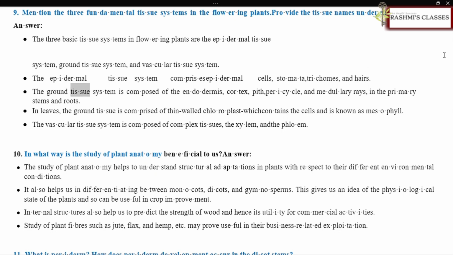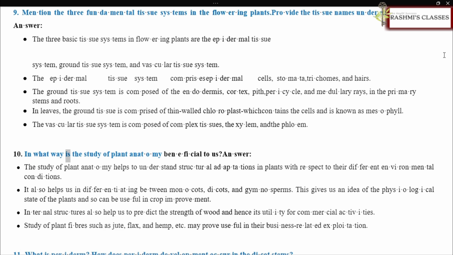The ground tissue system is composed of the endodermis, cortex, pith, pericycle, and medullary rays in the primary stems and roots. In leaves, the ground tissue is comprised of thin-walled, chloroplast-containing cells and is known as mesophyll. The vascular tissue system is composed of complex tissues, the xylem and the phloem.